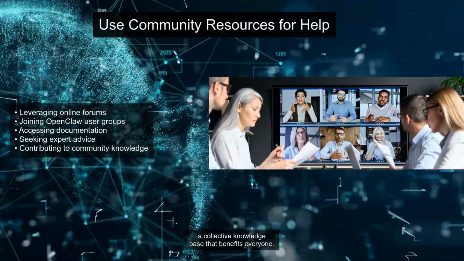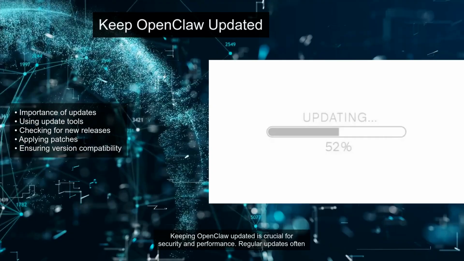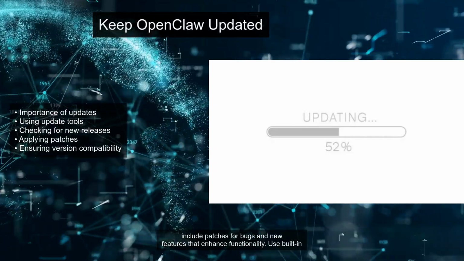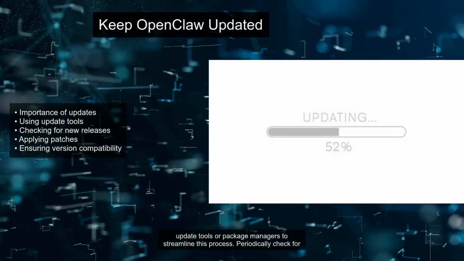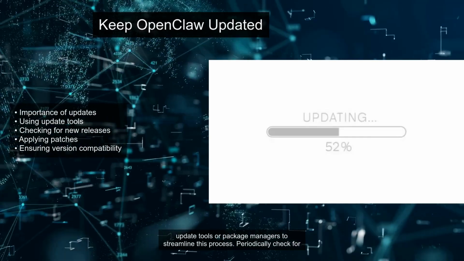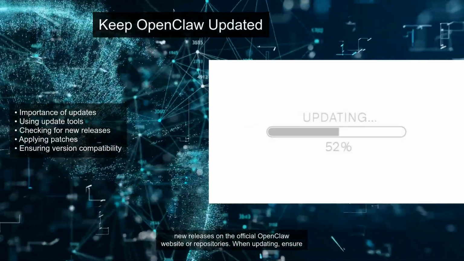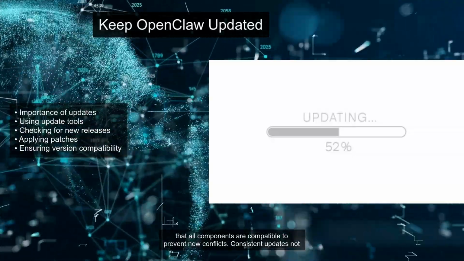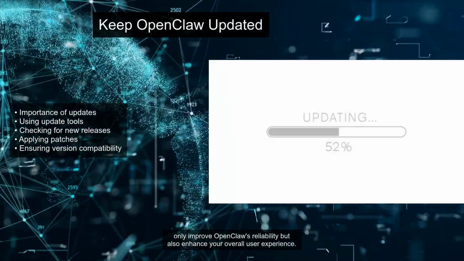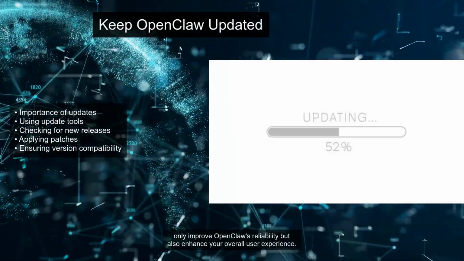Keeping OpenClaw updated is crucial for security and performance. Regular updates often include patches for bugs and new features that enhance functionality. Use built-in update tools or package managers to streamline this process. Periodically check for new releases on the official OpenClaw website or repositories. When updating, ensure that all components are compatible to prevent new conflicts. Consistent updates not only improve OpenClaw's reliability but also enhance your overall user experience.